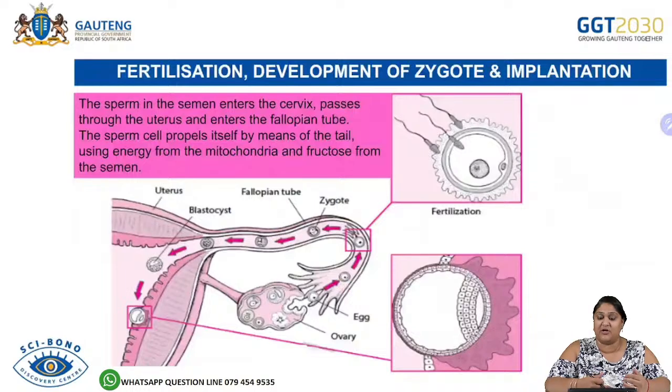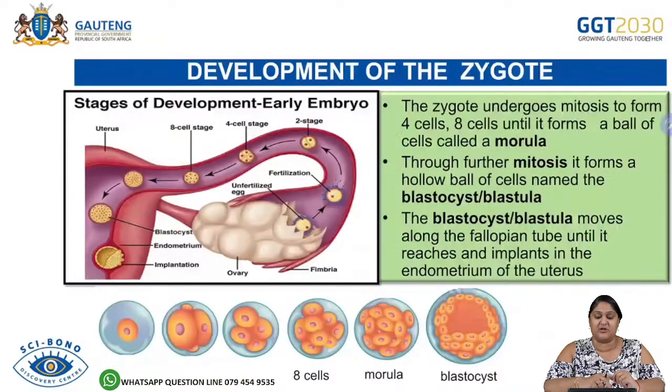The zygote is then going to divide into a 2-cell structure, a 4-cell structure, an 8-cell structure, and then a solid mass of cells, which is called a morula. It then further divides to form a blastocyst, which is a hollow ball of cells filled with fluid. Then that blastocyst is going to move down the fallopian tube, into the uterus, and it's going to implant.